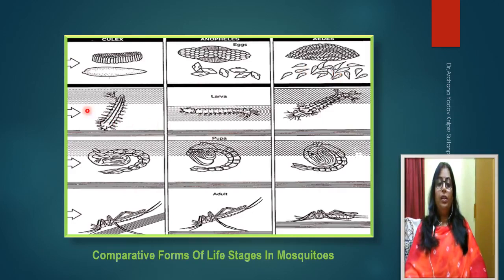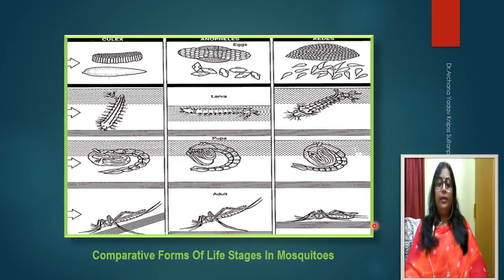These are the larval stages. Shown are the larva of Anopheles and the larva of Aedes. The pupal stage is all in a comma shape.